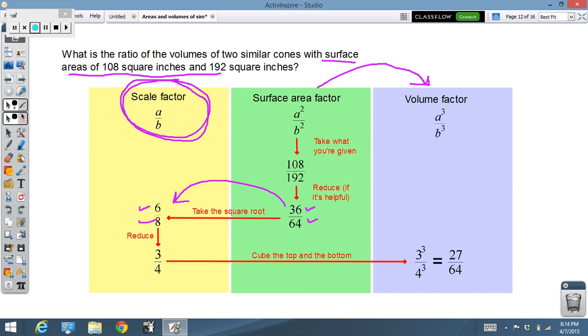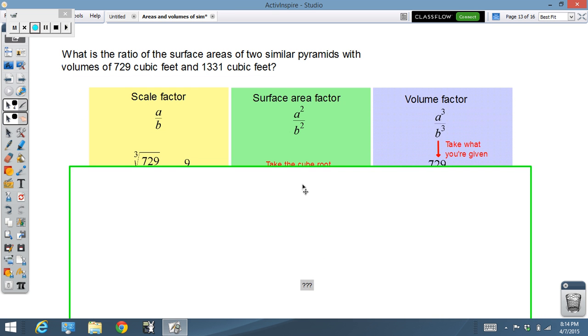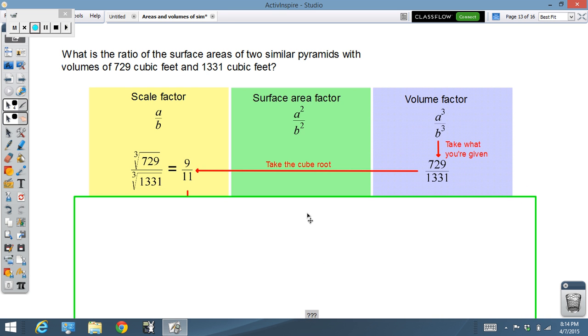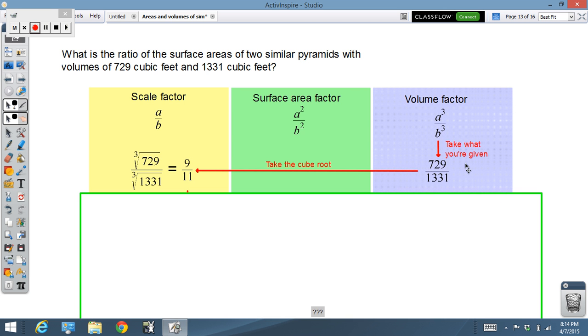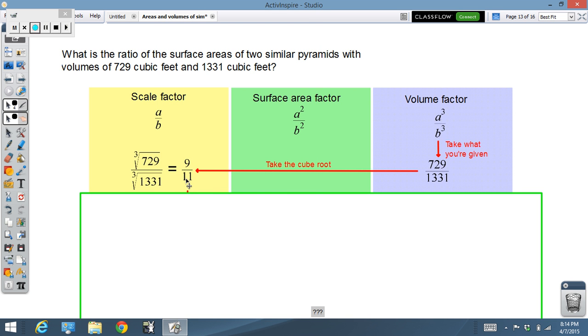Okay? Okay. Next example. Okay, ratio of surface areas of 2 similar pyramids with these volumes. You'll see again, now I'm given volumes, so I start in the third column. Okay, now those do simplify actually. If I take the cube root of all of those, and again, here's how we do it on the calculator. Okay, we can hit this math button, go down to the cube root command, number 4 there, and if I take the cube root of 729 and hit enter, it tells me that it's 9. Okay, I could do the same thing with the 1331, find out that it's 11.